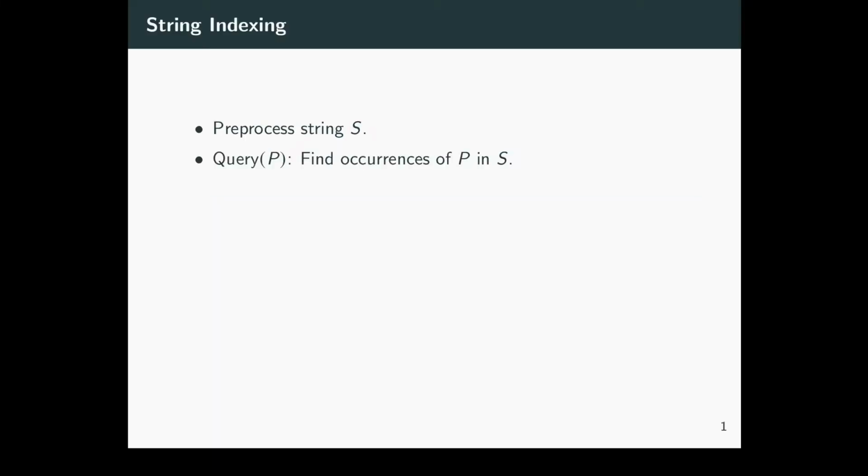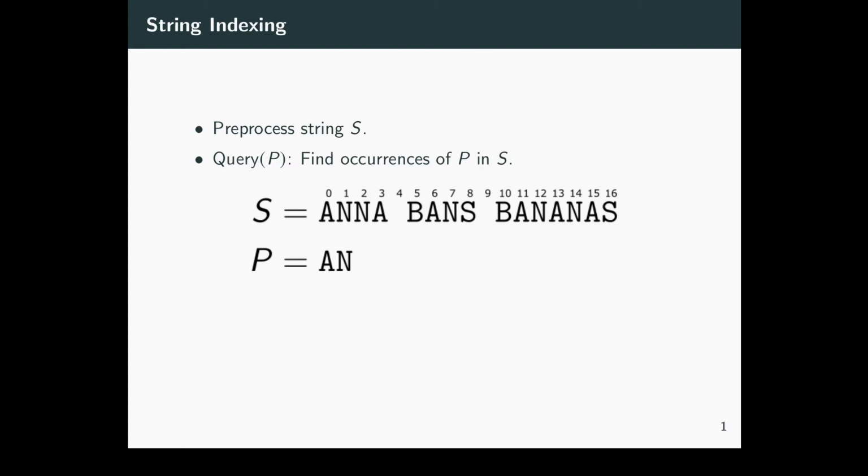So to begin, I'll first explain what exactly is the problem we're trying to solve here. And to do this, I'll first discuss the classic string indexing problem, and then we'll see how we differ. In the classic string indexing problem, we are given a string S, and we want to pre-process it into a data structure such that we can answer queries of a pattern P and find all the occurrences of P in S.